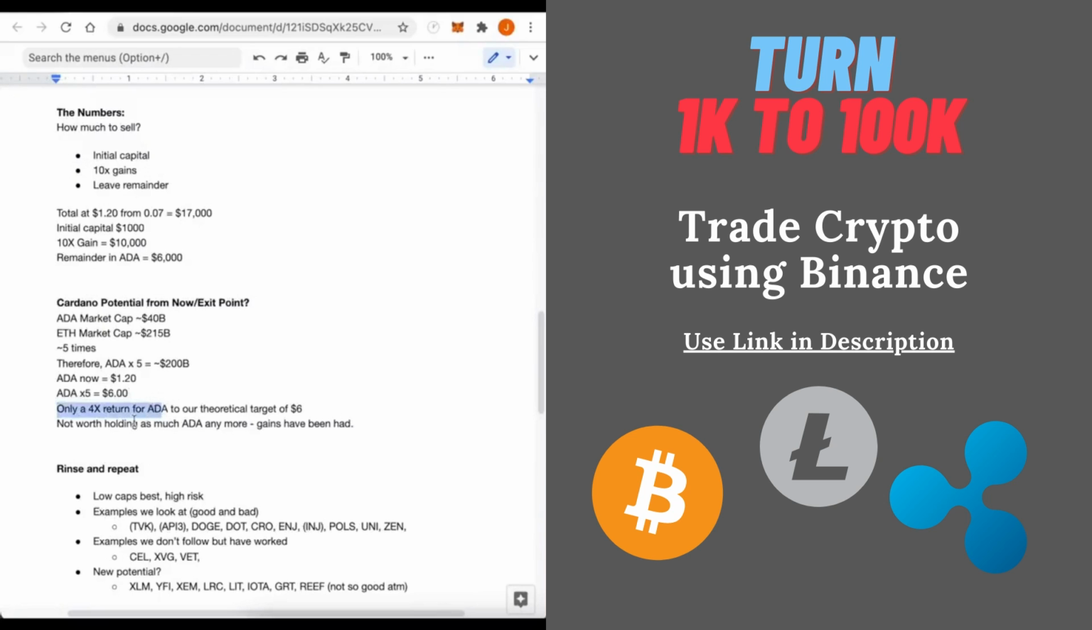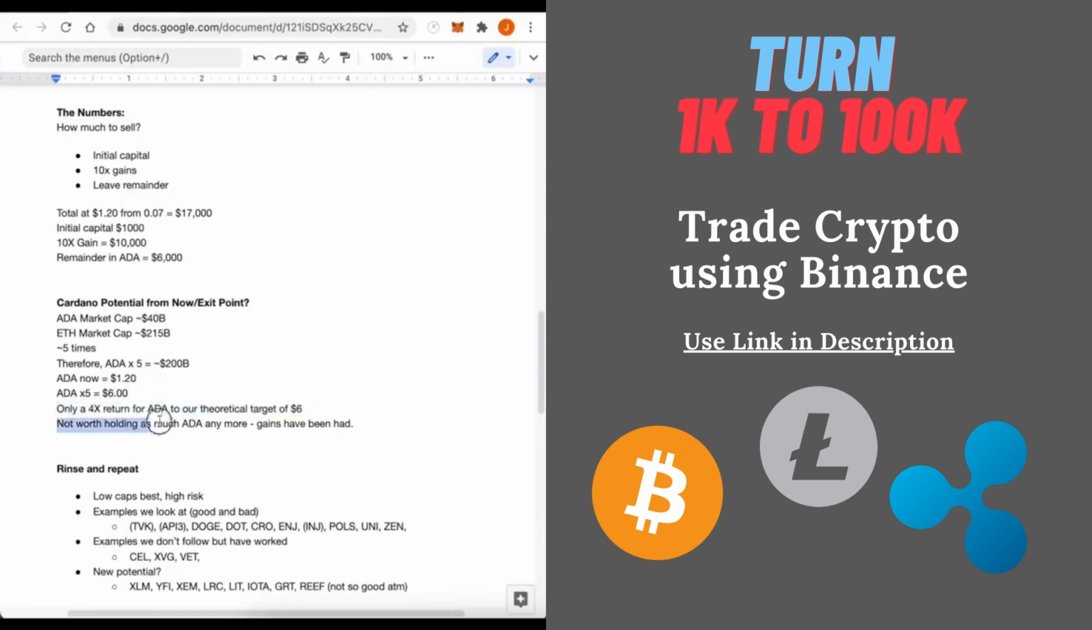Only a 4x return. So times 5, it's only 4x return, because 1x return gets you to $2.40, 2x return goes to $3.60, 3x return goes to $4.80, and a 4x return goes to $6. You times it by 5, but it's a 4x return. All right, so our theoretical target is $6.